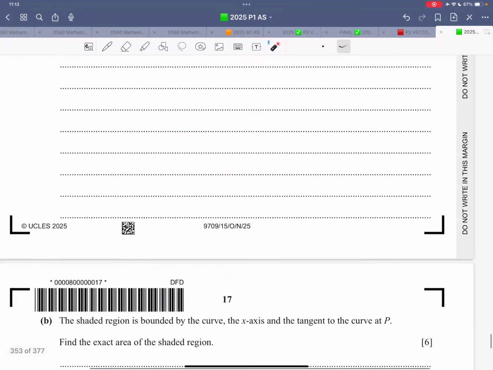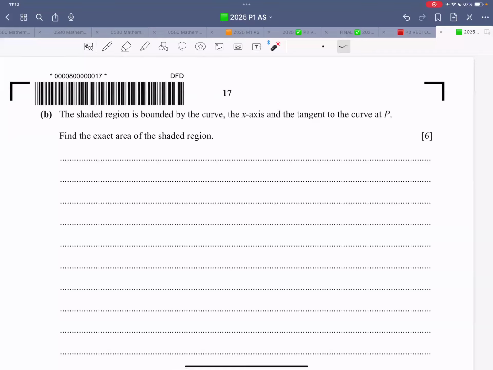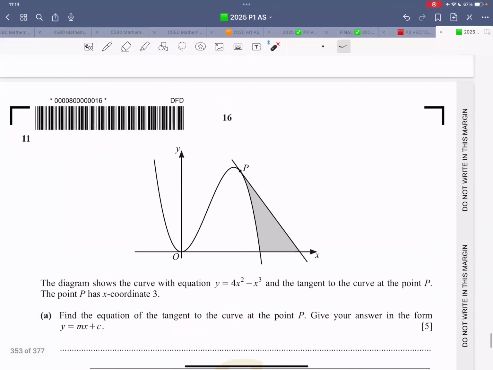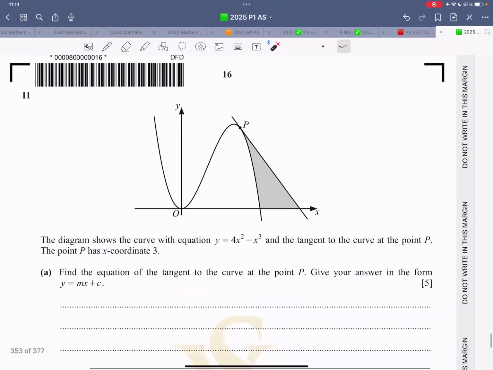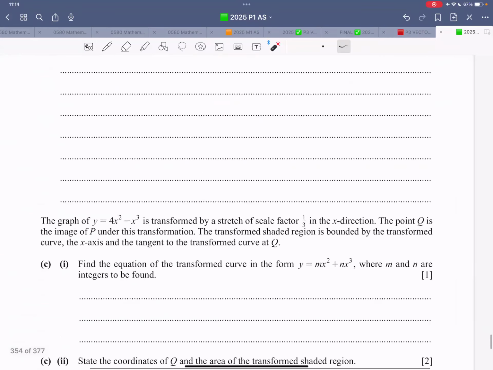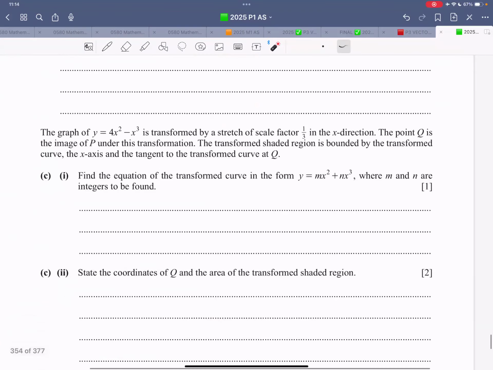Perfect, easy. The second one, and just don't be overconfident. That's also a piece of advice. The shaded region is bounded by the curve, the x-axis, and the tangent to the curve. Find the exact area of the shaded region. So first, they asked about volume. Over here, they're asking about area. That is area under the line, area under the curve, and things like that. And then the graph is transformed and all these things in the direction and so on, 1 and 2, 3 marks. So it's good that they have asked about transformation at the very, very end.